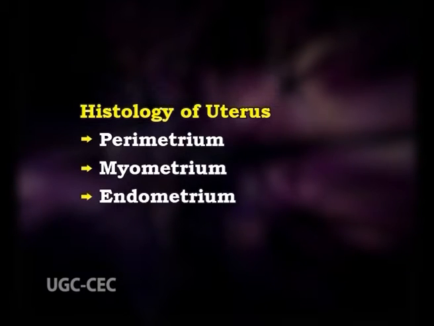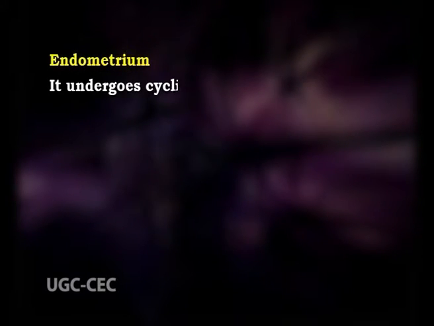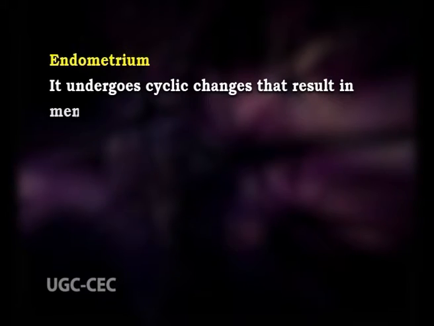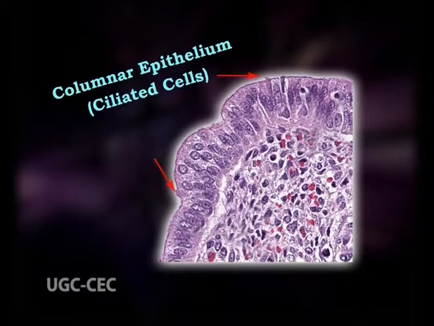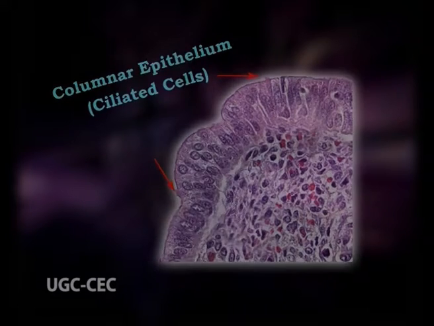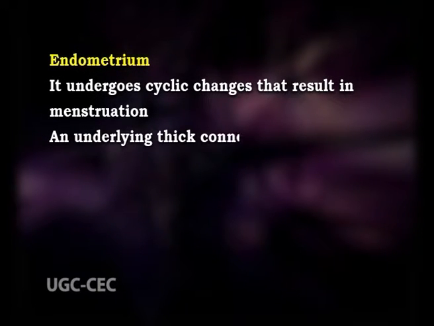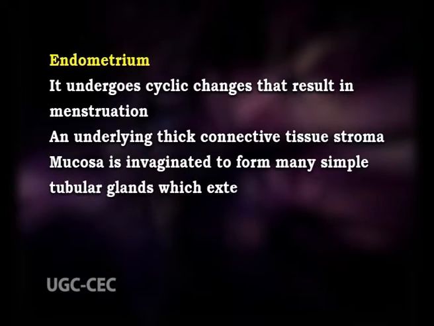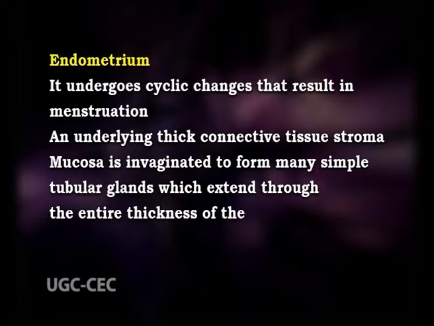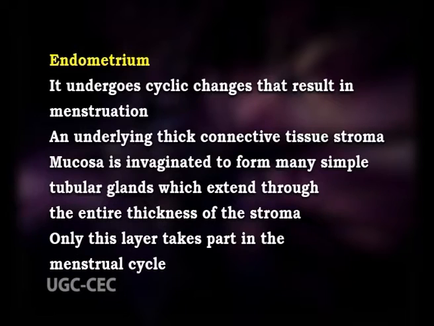Third is endometrium. It undergoes cyclic changes that result in menstruation. It consists of simple columnar epithelium, that is ciliated and secretory cells. An underlying thick connective tissue is present, called the stroma. The mucosa is invaginated to form many simple tubular glands which extend through the entire thickness of the stroma. Only this layer takes part in the menstrual cycle.